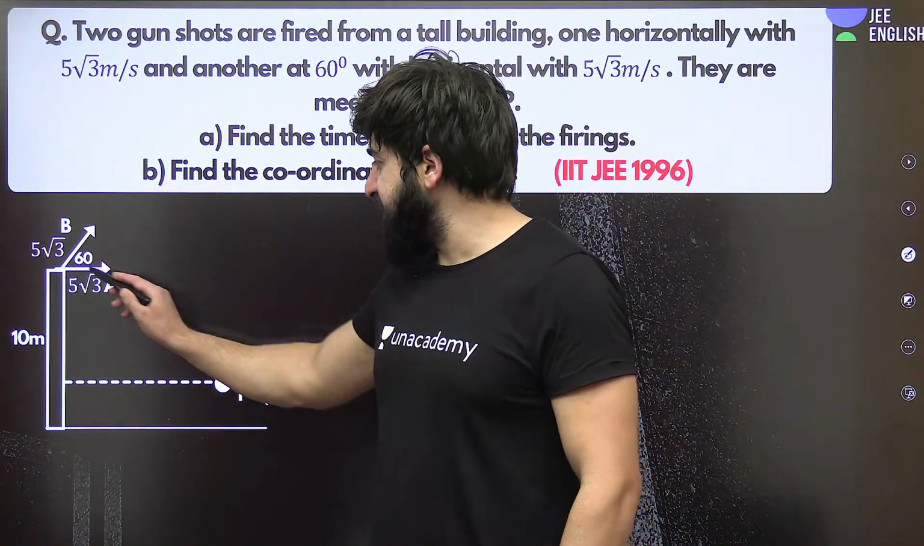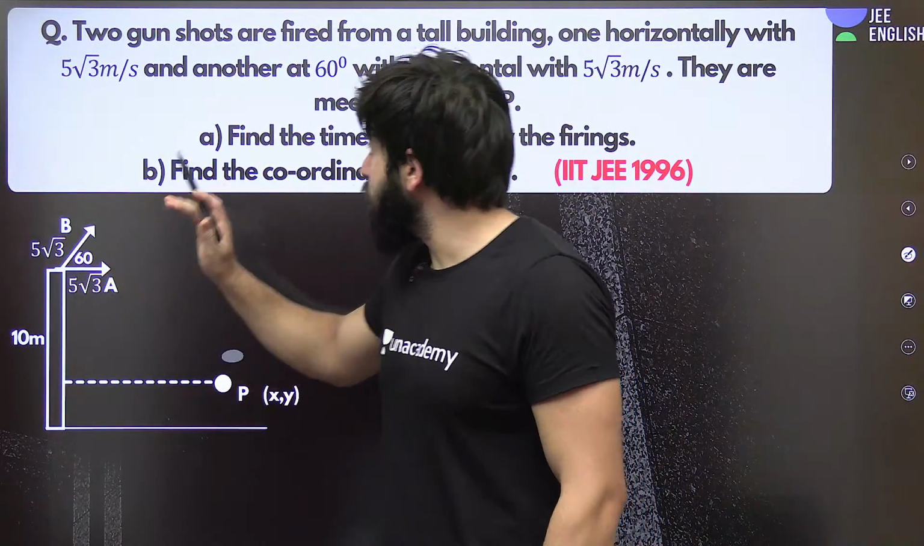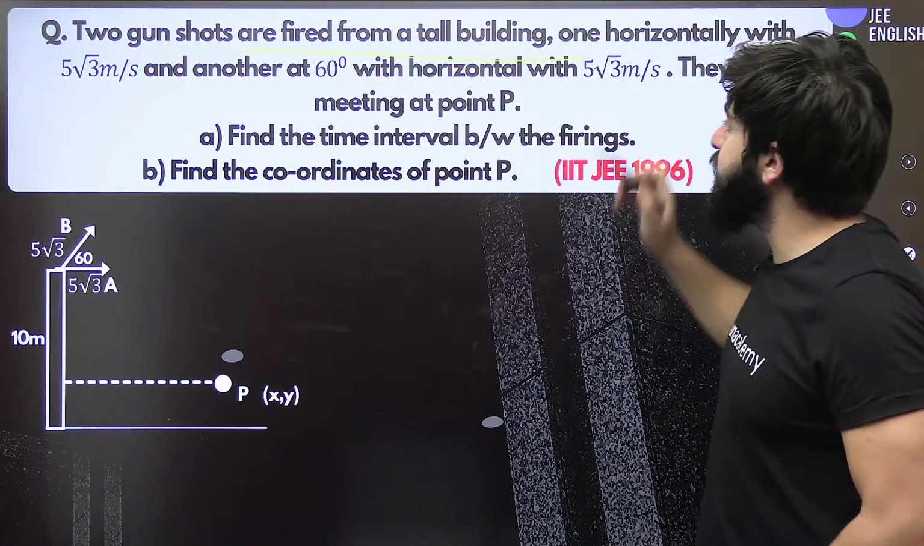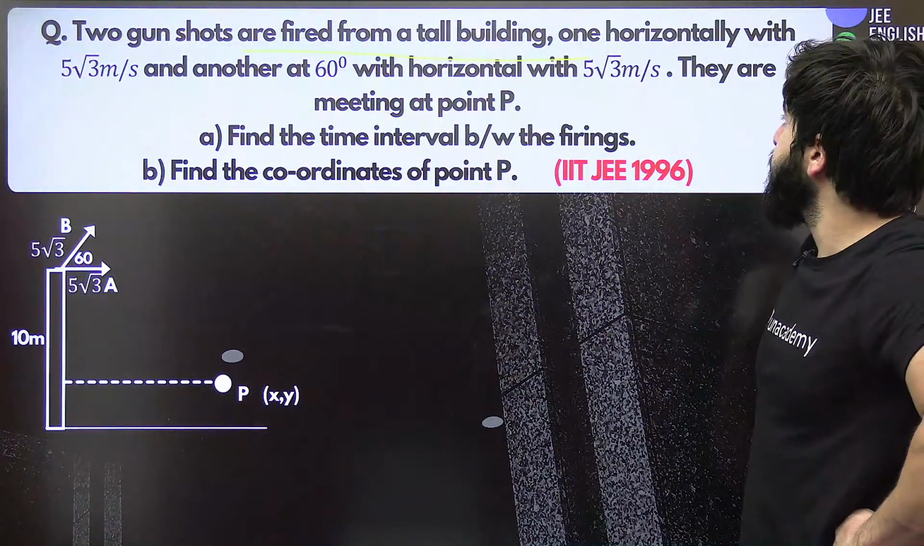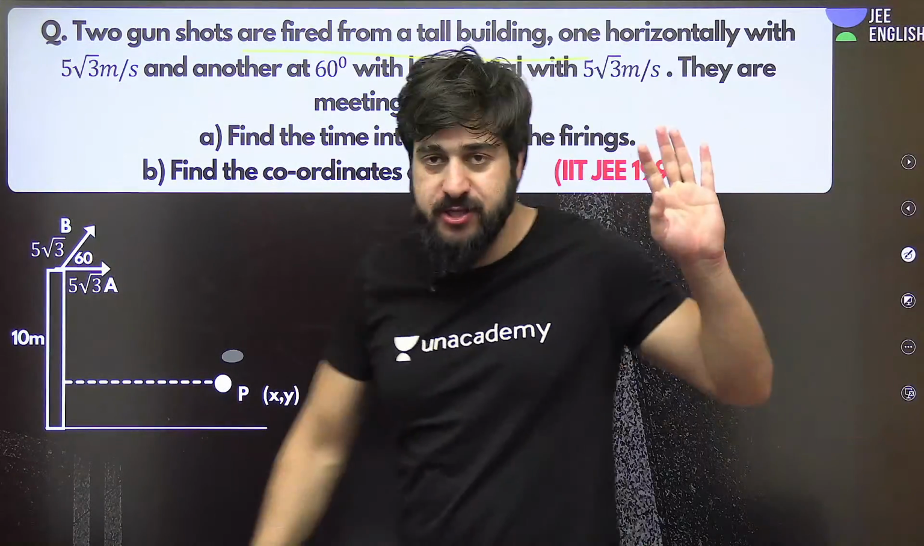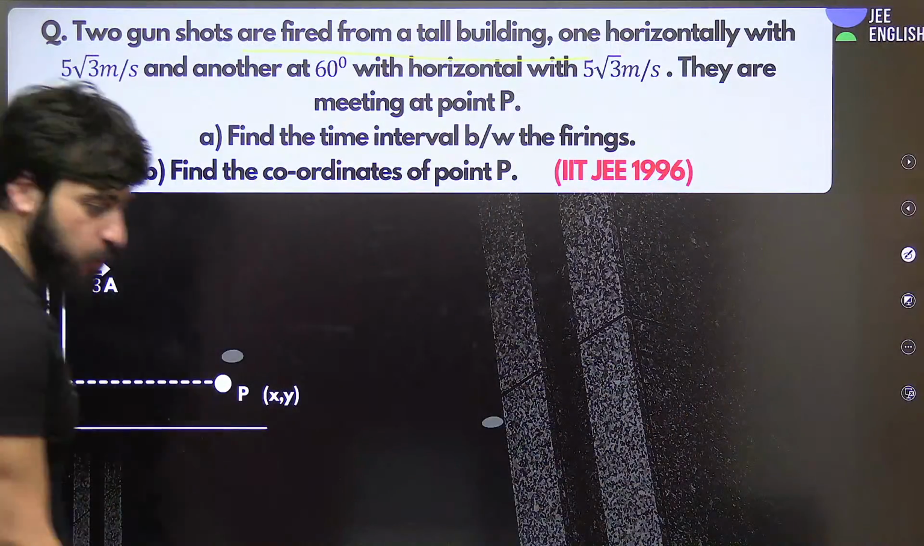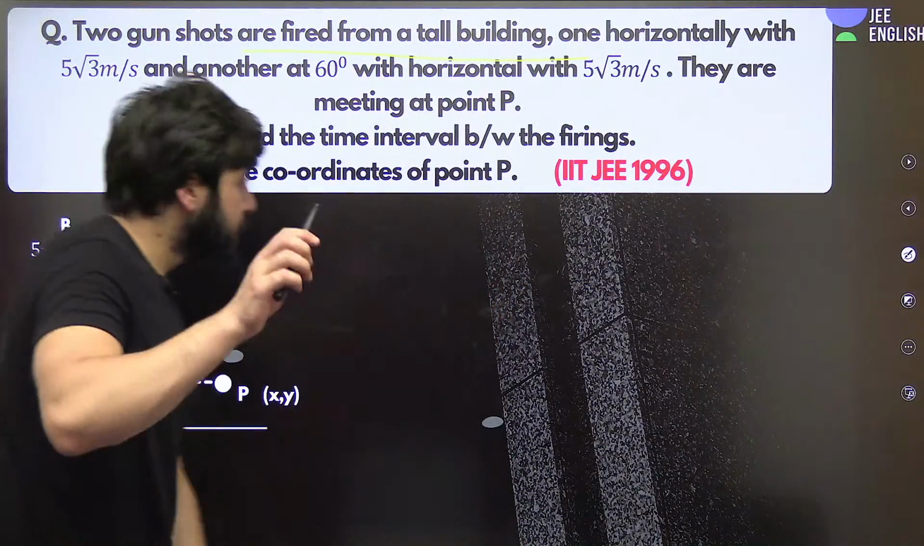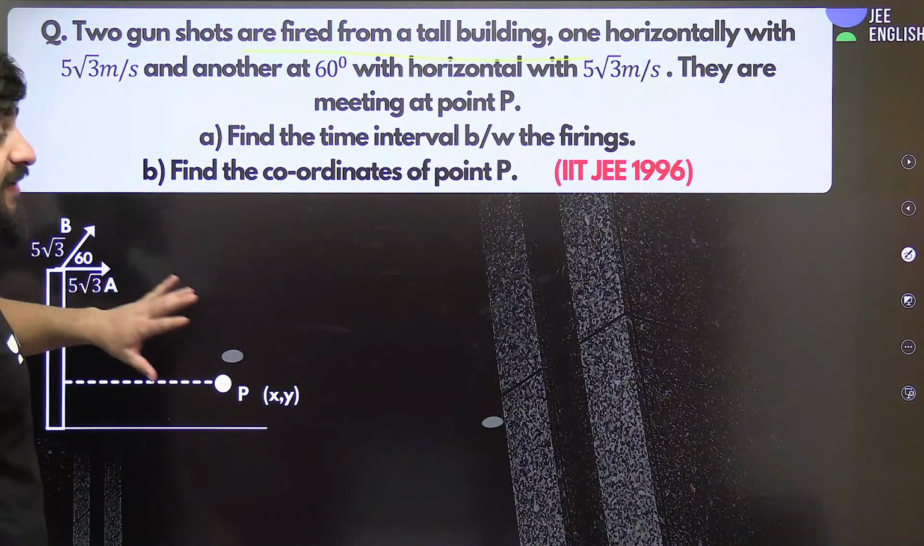So basically, okay, what is the question? Two gunshots are fired from a tall building, one horizontally and with this one. Okay, let me just tell you. Listen to me very carefully. What I'm trying to say over here is, this is a very good, advanced question.